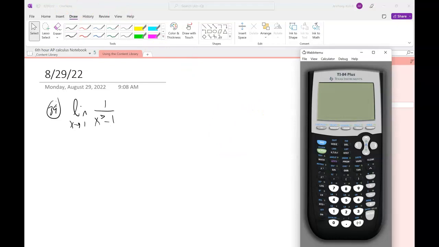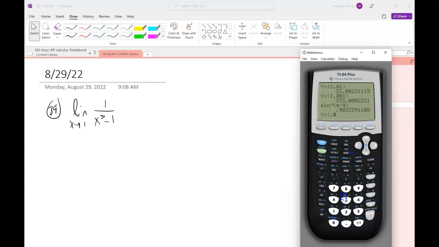So if I'm going to do this by values, let's go ahead and type this in first. And then the y-vars function. And we'll go from the left first. So we're going towards 1.